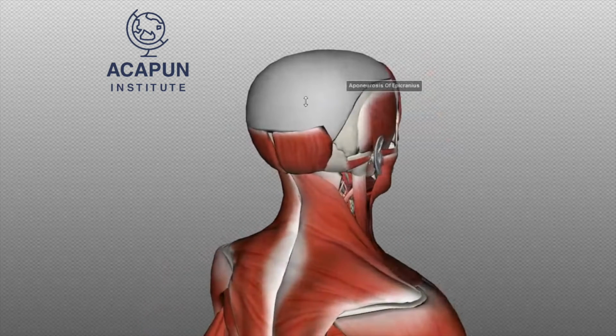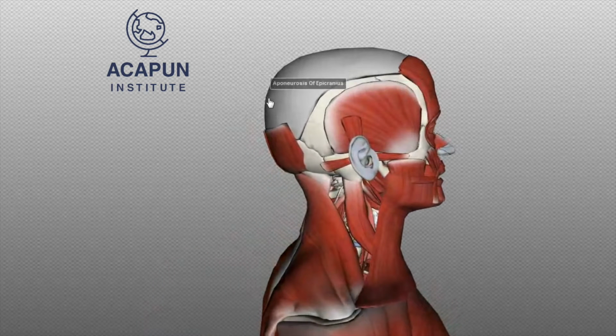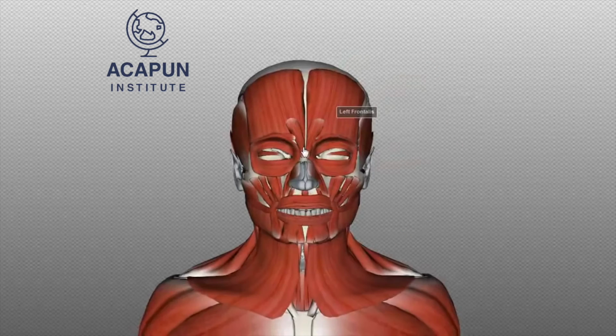And if you have covered the layers of the scalp, you'll have been told that the aponeurosis of the Occipital Frontalis makes up the 3rd layer of the scalp. So you've got skin, connective tissue, aponeurosis, loose connective tissue, and then the periosteum. So the aponeurosis of the Occipital Frontalis is the 3rd layer of the scalp.